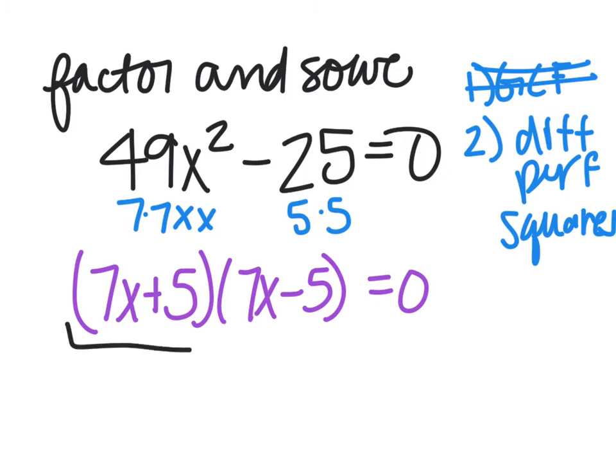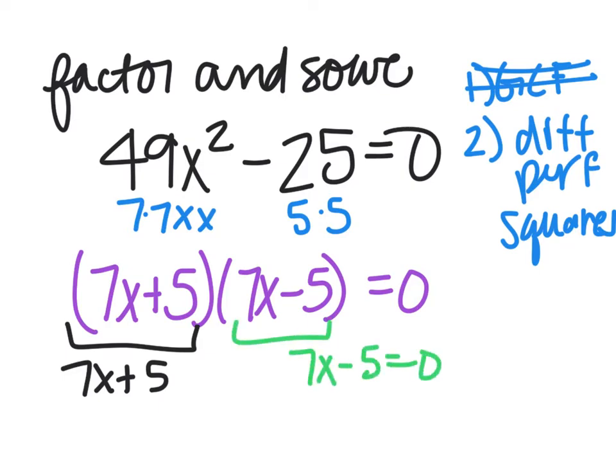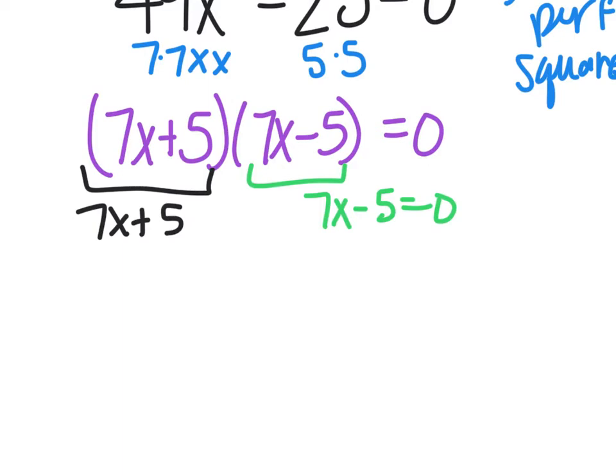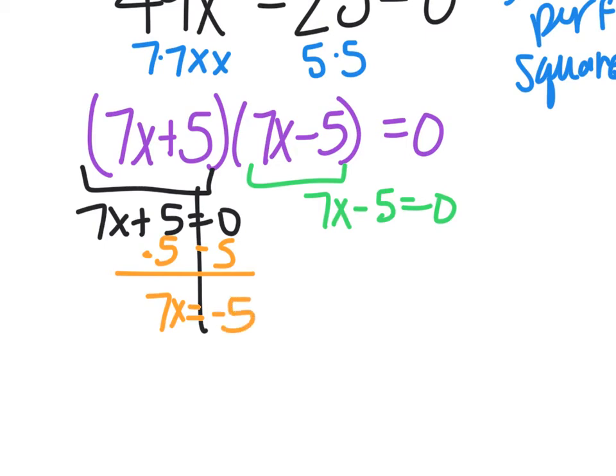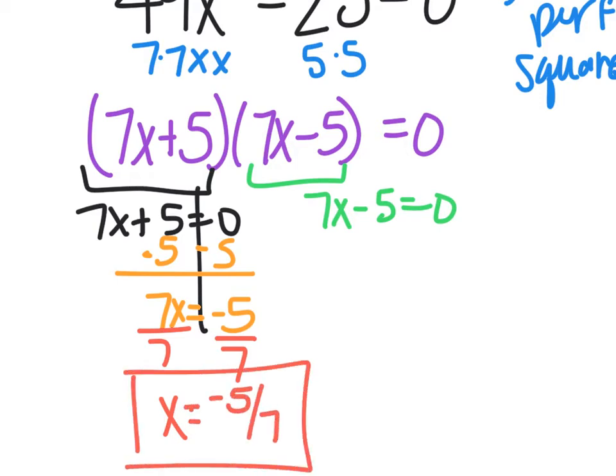So I'm going to set the first part equal to 0, 7x plus 5, and then I'm going to set the second part equal to 0, 7x minus 5, and then I'm going to solve. Oops, I forgot to write equals 0 there, sorry. So I'm going to get x by itself, I'm going to subtract 5 from both sides. So 7x equals negative 5. And then I'm going to divide by 7, so x equals negative 5 over 7. And that's my answer.